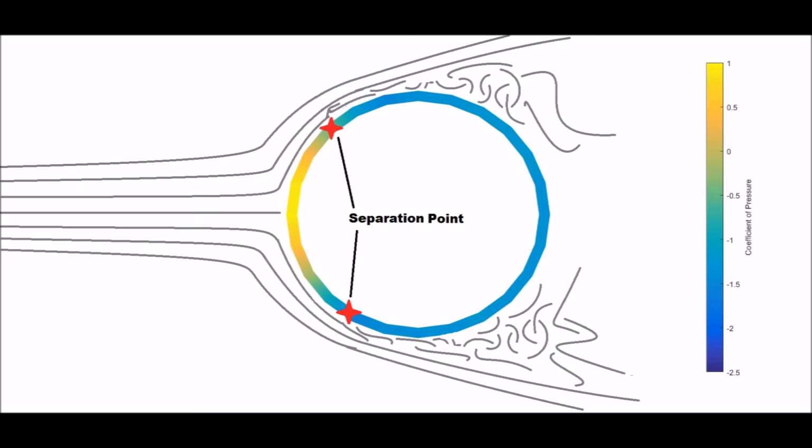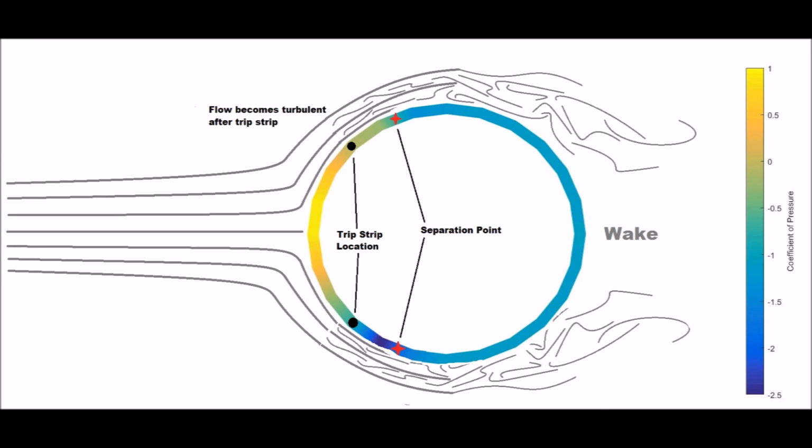This illustration shows that without a trip strip, the flow separates early, creating a larger area of low pressure behind the cylinder, which is why the drag force is higher. Comparing the previous image with this one, it is clear that the turbulent flow regime separates later and results in a smaller area of low pressure than the smooth cylinder.